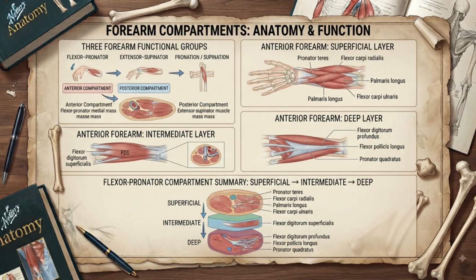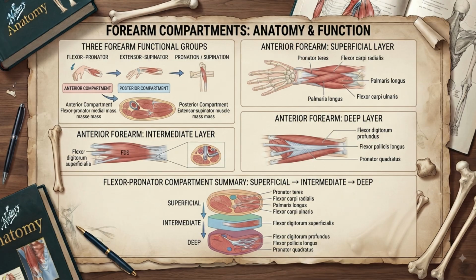Let's organize the anterior compartment from superficial to deep. The superficial muscles: pronator teres, FCR, palmaris longus, and FCU. Intermediate is FDS, and deep is FDP, FPL, and pronator quadratus.